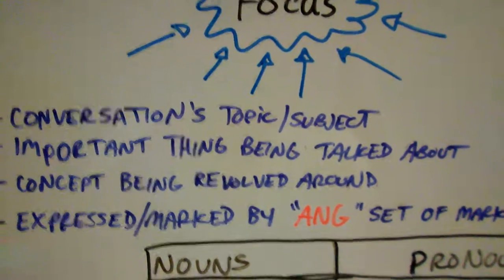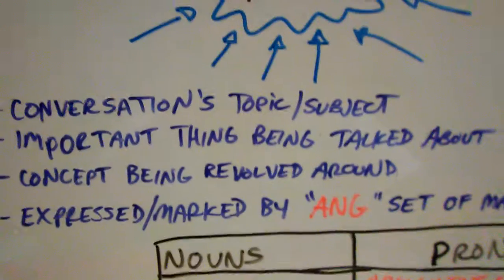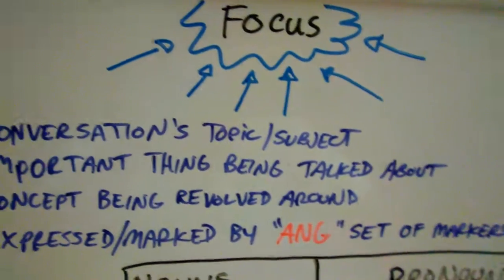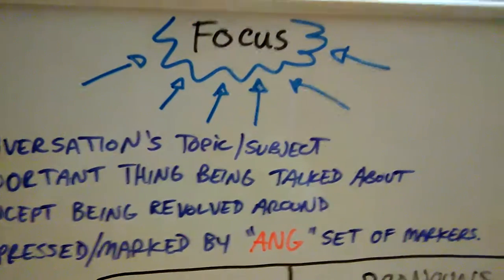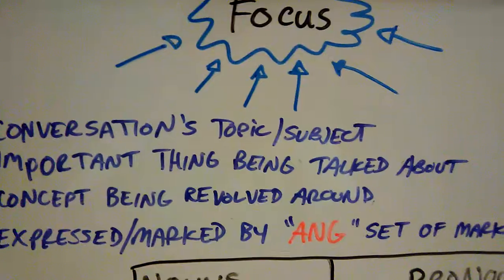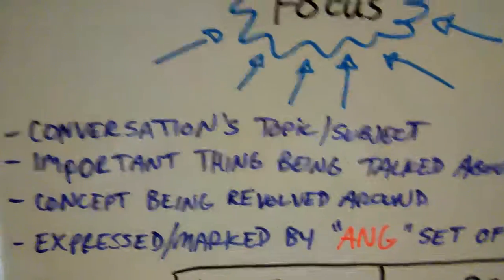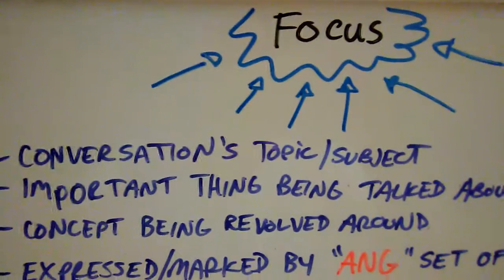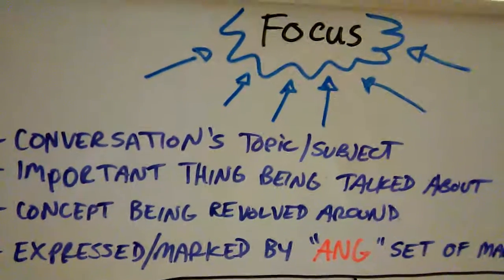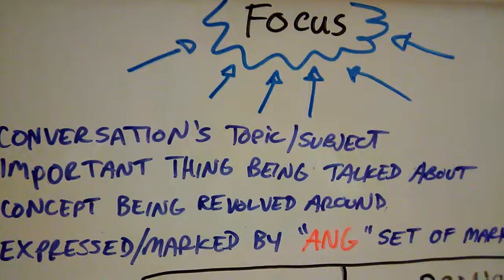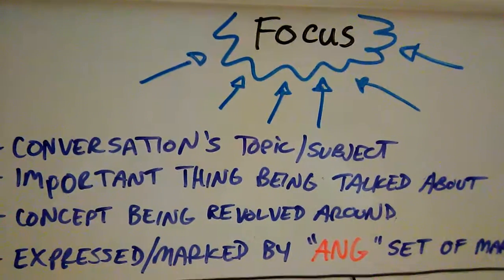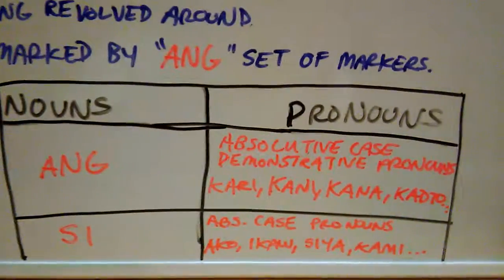that's being talked about in the conversation, or what the conversation revolves around. It's expressed by the ang set of markers. The person who initiates a conversation will choose the focus and mark it with the ang set of markers. Let's say you're gonna gossip about someone, or talk about some sort of object, or how your day was, that's gonna be the focus of the entire conversation. Generally everything you talk about will revolve around that focus. That said, the ang set of markers are down here in this chart.